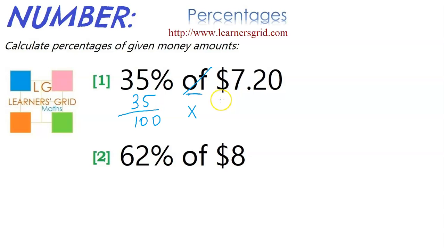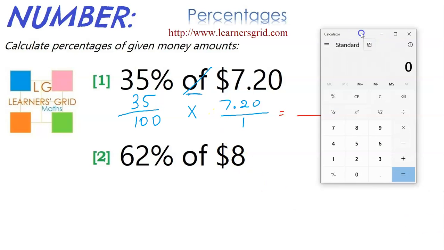And then I have 7.20 over 1. And it's over 1 just so I've converted it to a fraction that I can now multiply with 35 over 100. Now what are the rules of multiplying fractions? Numerator multiplied by numerator, denominator multiplied by denominator. So I'll deal with 35 times 7.20.